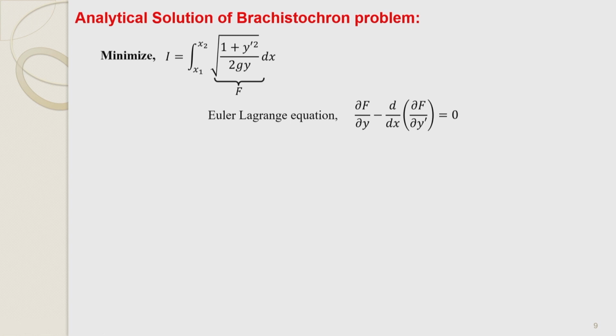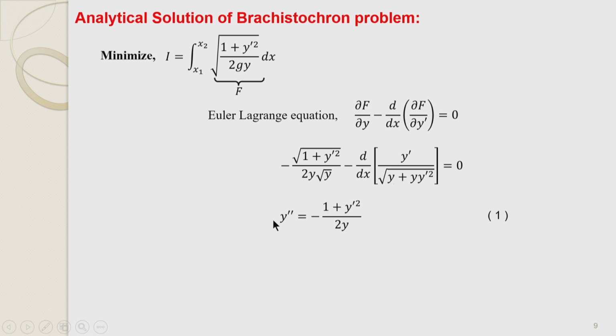Now, if you substitute this function f in this equation, you will get this expression, and with further simplification the differential equation becomes y double prime minus (1 plus y prime square) by 2y. So, this is the differential equation which y has to satisfy at every point x.